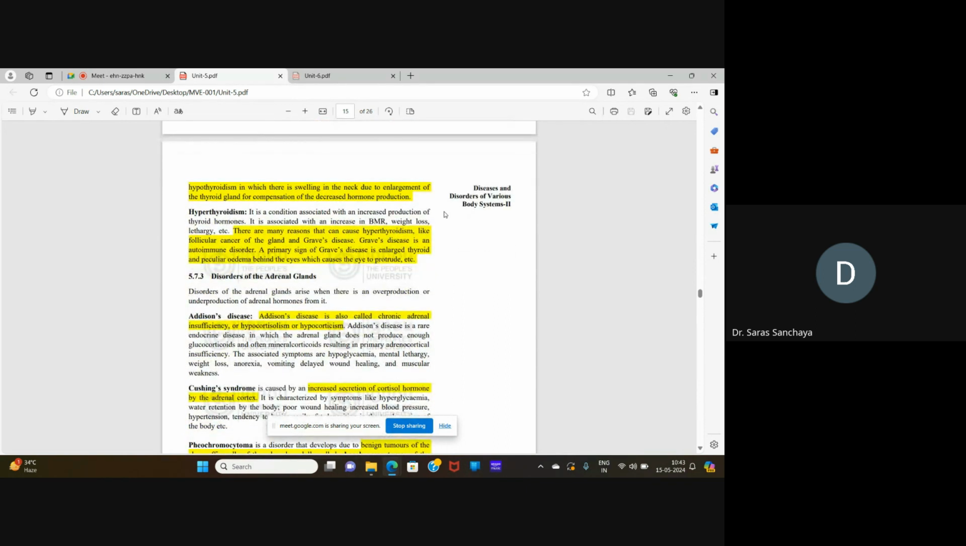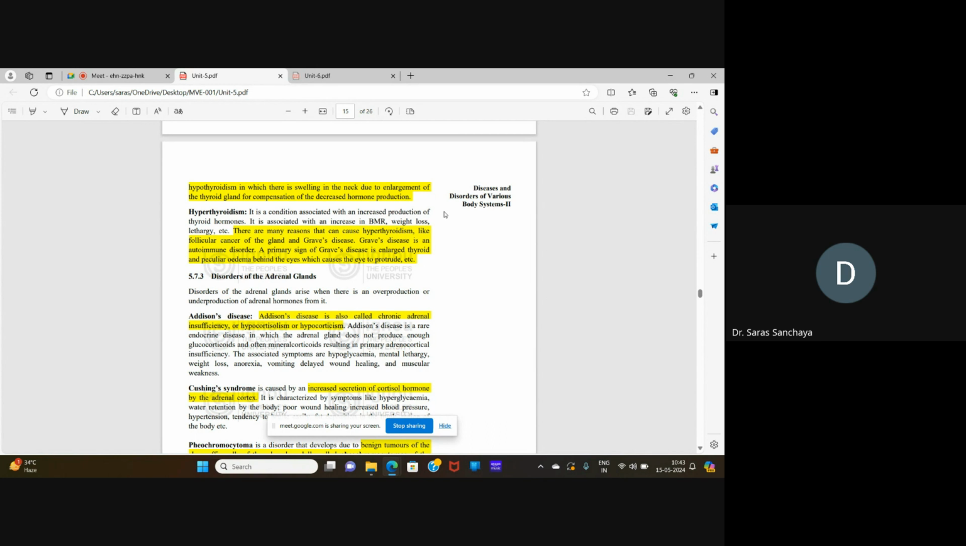There are many reasons that can cause hyperthyroidism or increased production of thyroid hormones, like follicular cancer of the gland and Graves disease. Graves disease is an autoimmune disorder. A primary sign of Graves disease is enlargement of the thyroid and peculiar edema behind the eyes, which causes the eyes to protrude.